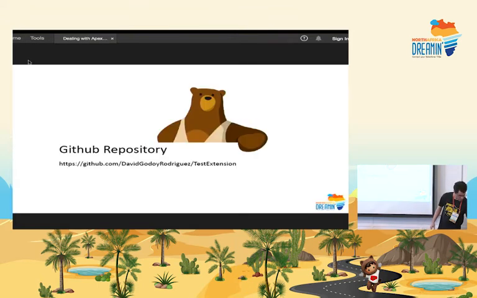Okay, so this is the GitHub repository. This is open source. The code snippets are there. You can download them. You can extend them. You can use them, because this is just open source. So if anyone is interested, you can access it there.